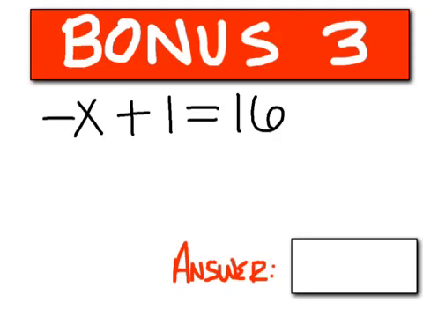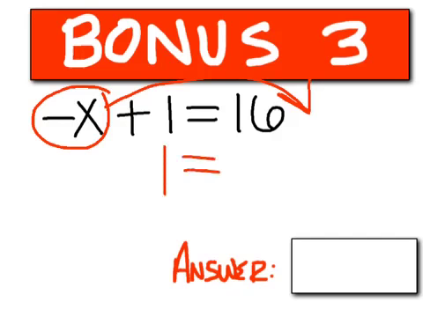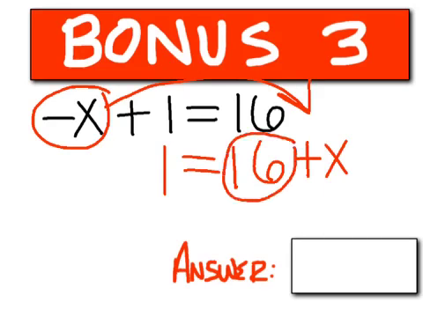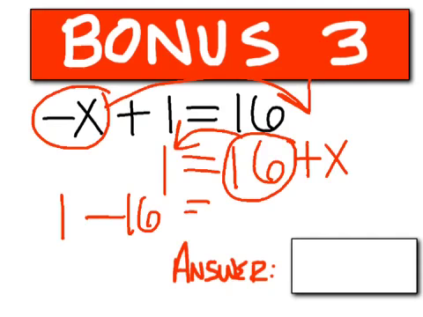Okay. Bonus problem. Go ahead and bring up your answer for this one. Okay, first thing we need to do, move our negative x to the opposite side. On the left we have 1. On the right we have 16 plus x. Next thing, we need to move our 16 to the other side. When we do that, it's going to become a negative 16. 1 minus 16 is going to give us negative 15 for our answer.